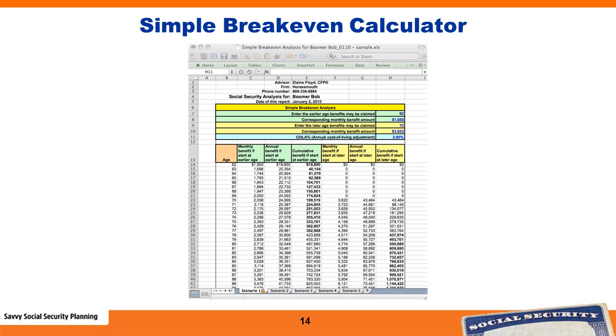Going back to the simple break-even calculator, we enter the two benefit amounts, $1,650 and $3,622 for ages 62 and 70 respectively. Looking at the two cumulative columns, we see that at age 78, cumulative benefits from applying at 70 begin to overtake the cumulative benefits from applying at 62.